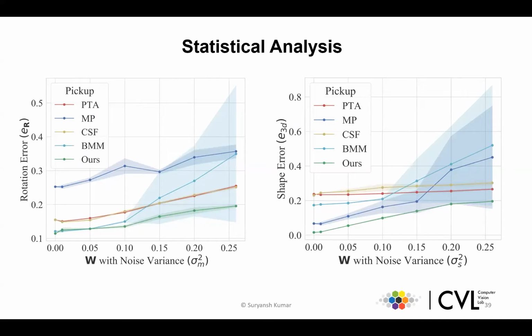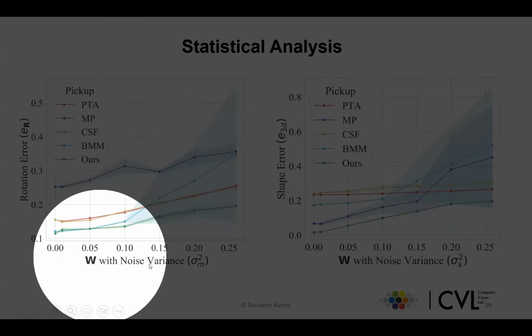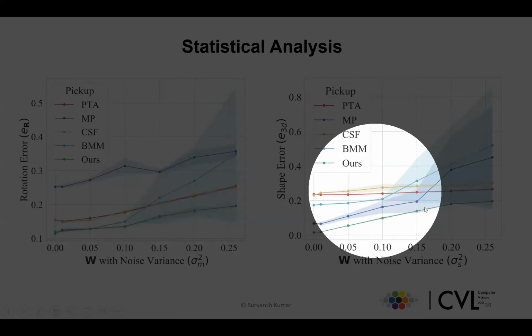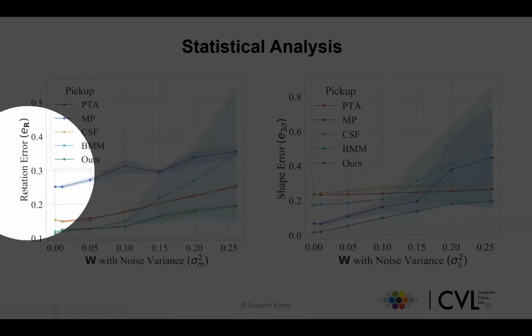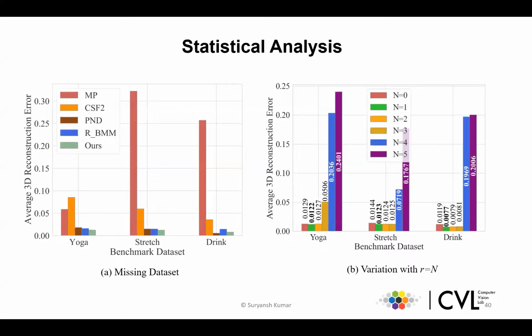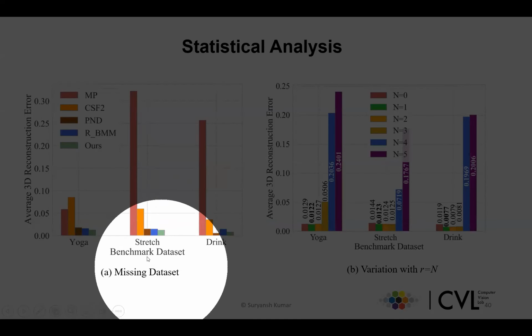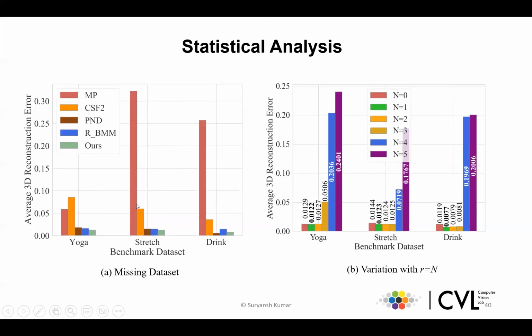Here are some more stats just for completion. We have a rotation error with noise in the tracking points, basically, and we have consistently performed well on this. This is shape, this is rotation, just for completion. There are more stats here. I don't want to go over it, but you can think of what if your track is missing for some frames. It happens in practical settings.